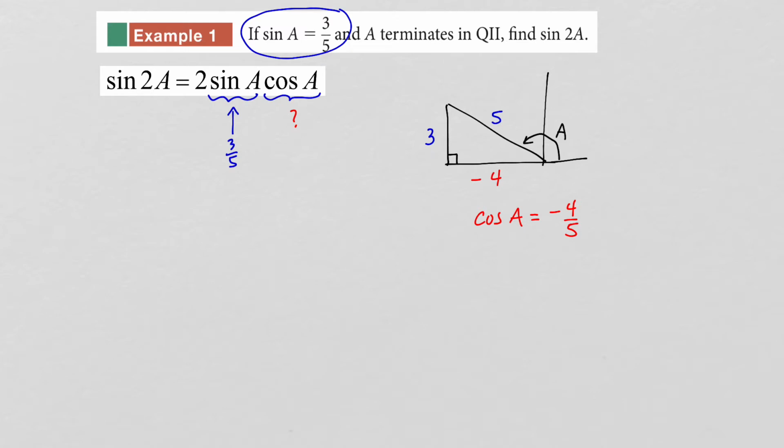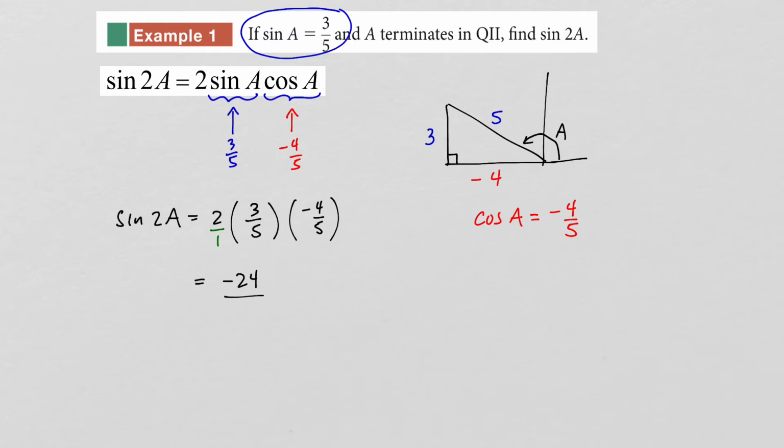And so now that we know that cosine is negative 4/5, we can say that the sine of 2 times angle A is 2 times the sine of A, which was 3/5, multiplied by the cosine of A, which is negative 4/5. Keep in mind that 2 is the same as 2 over 1, and now we can multiply these fractions straight across. 2 times 3 times negative 4 is negative 24, and 1 times 5 is 25. So the sine of 2 times angle A is negative 24 over 25.